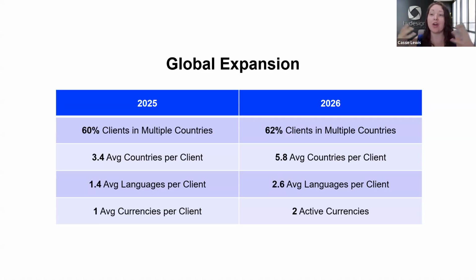So that means for those that are expanding into multiple countries, it's not just one country. It's 3, 4, 8, 10 countries that they're expanding into. So this is that great globalization that we're seeing. The languages and currencies show the same kind of trend. Average languages per client has increased from 1.4 to 2.6, and the average currencies has increased from 1 to 2. So you can see, even though it might not be a doubling, it is a measurable shift in global expansion.